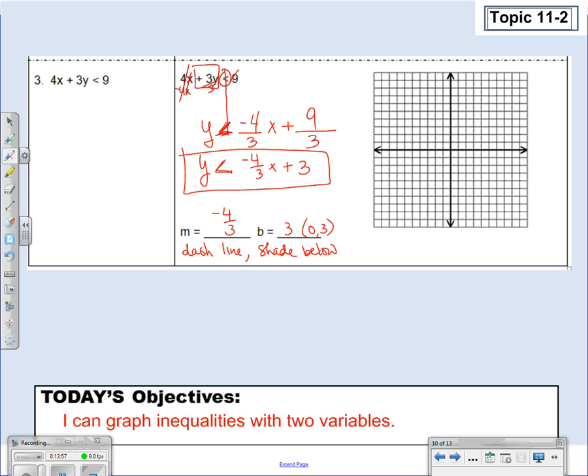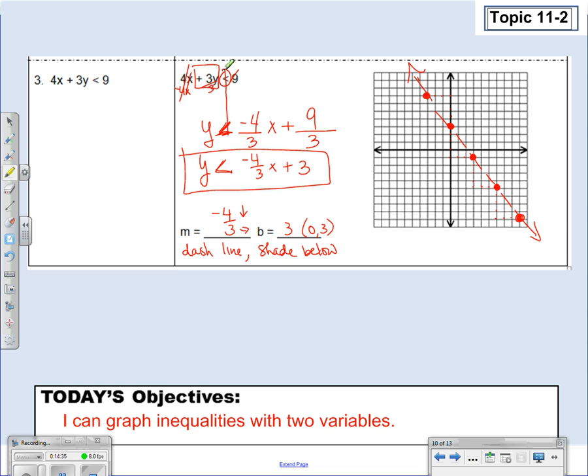Start off at our y-intercept of 0, 3. It's a negative slope, so we're going to go down 4, to the right 3. So down 4, 1, 2, 3, 4, to the right 3, 1, 2, 3. Here's my new point. Down 4 to the right 3, another point. Down 4 to the left 3, another point. Up 4 to the left 3, we're going on the other side. It's a dashed line, so we would draw a dashed line to connect the dots.